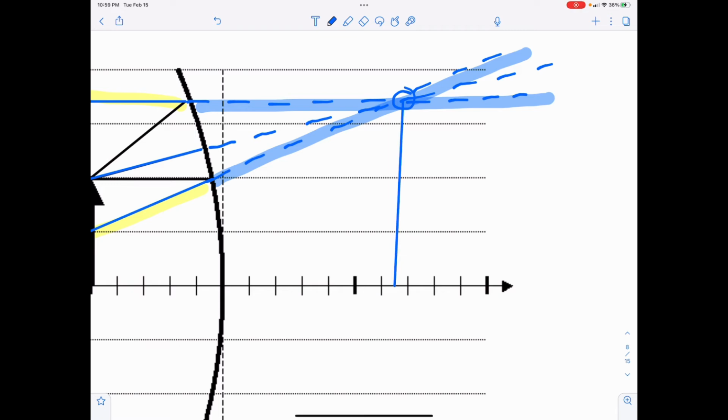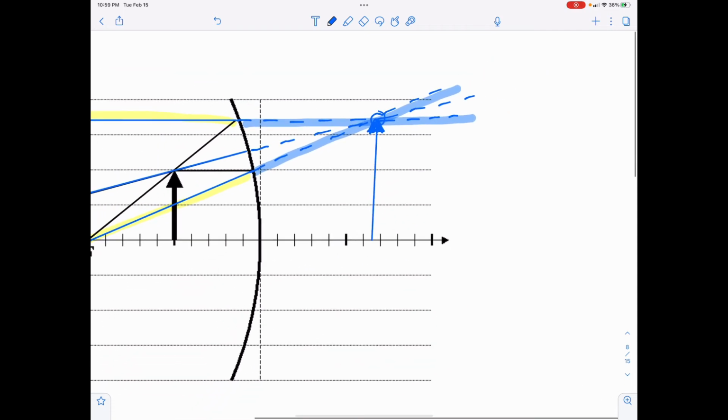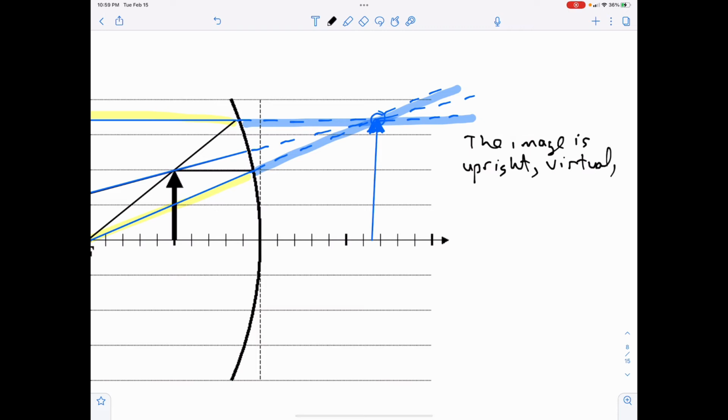Since the intersection occurs above the principal axis, that means the image is going to be forming over here. So the image characteristics are: the image is upright, virtual because it's behind the mirror, and larger. You can see how this arrow is longer than the object.